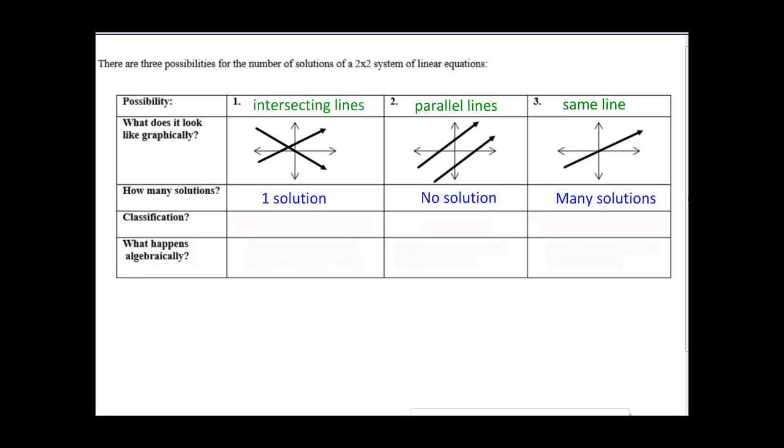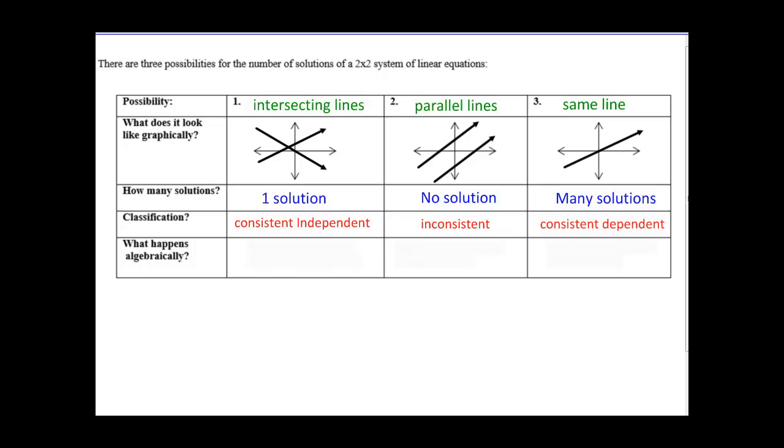Now we look at the classification. We need to know, does it have a solution or not? Is it consistent or inconsistent? And then based on that, is it dependent versus independent? The first has 1 solution, so it is consistent, and it is also 1 solution, so it's consistent and independent. No solution: since it's no solution, it's inconsistent, and we stop there. There is no dependent or independent. And with the same line, many solutions, it does have a solution, so it's consistent, and it intersects a bunch of different times, so they are dependent.